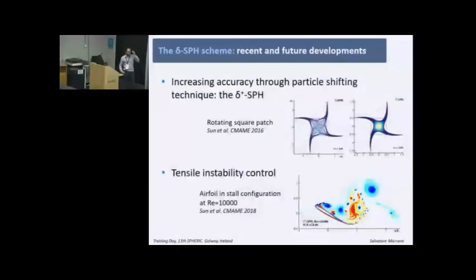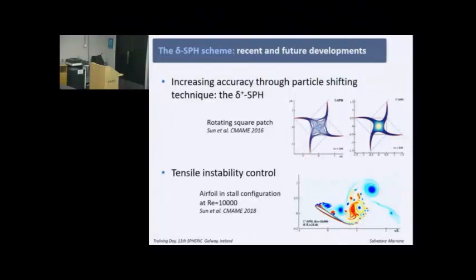And we plugged this also in the Delta-SPH, and we called this new scheme Delta plus SPH. And this allows also to overcome some tensile instability problems. This work was done by Sun et al. in 2016. We performed several test cases.